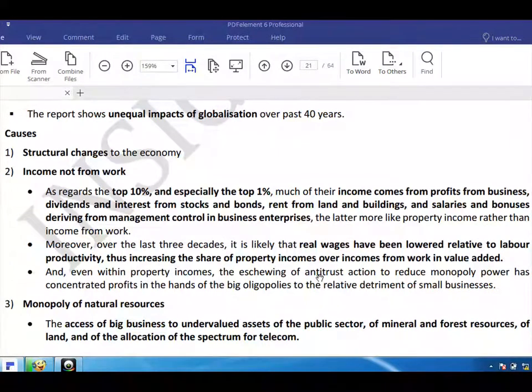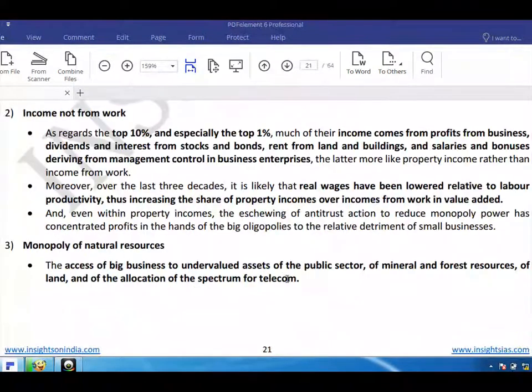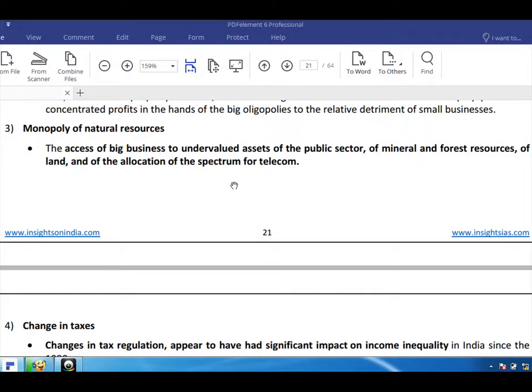And even within property incomes, the dilution of antitrust action to reduce monopoly power has concentrated profits in the hands of the big oligopolies, to the relative detriment of small businesses. 3. Monopoly of natural resources. The access of big business to undervalued assets of the public sector, of mineral and forest resources, of land, and the allocation of the spectrum for telecom.